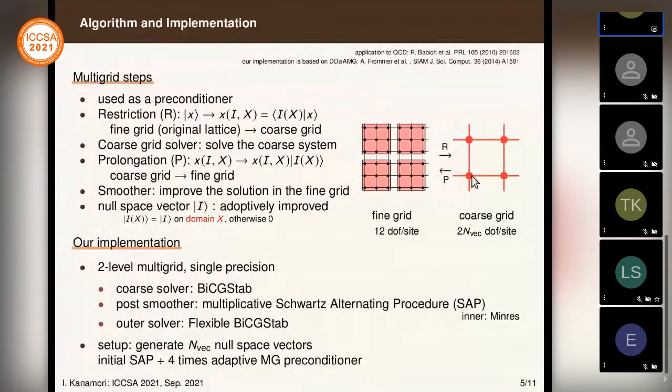We can make coarser and coarser grids, in fact, but in our implementation, we start with 2 levels, one fine grid and one coarse grid. And on the coarse grid, we use the BiCGStab solver, and on the fine grid, for the smoother, we use a domain decomposed method. We use the multiplicative Schwarz alternating procedure.